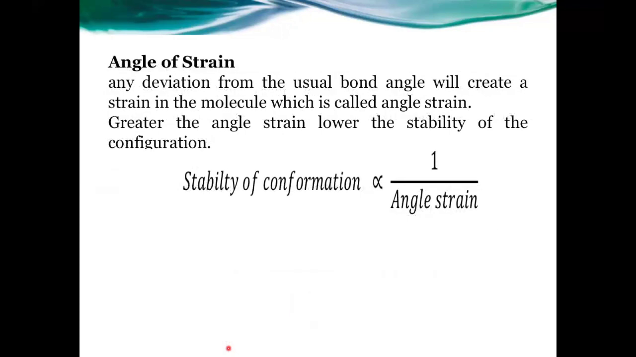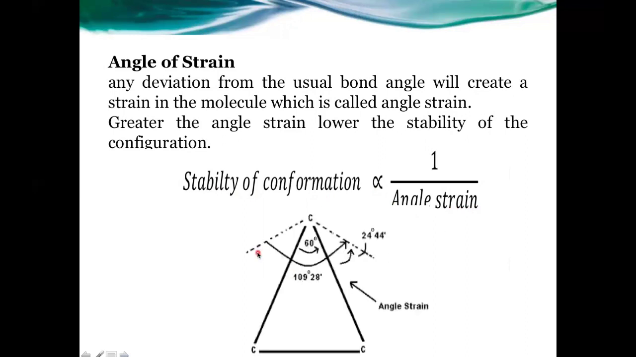Another commonly asked question is about the angle strain. Angle strain is just the deviation from the ideal bond angle, that is 109°, and any deviation from the usual bond angle, that is 109°, is called angle strain. The greater the angle strain, the lower the stability. So the stability of conformations is inversely proportional to angle strain.